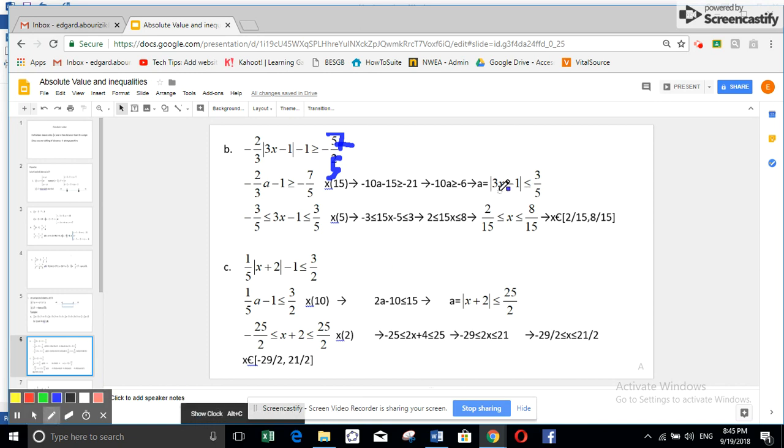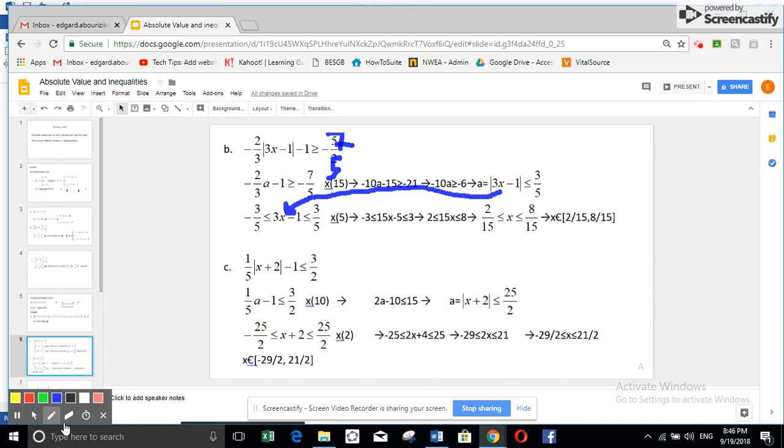So we take what's in the middle. Inside the absolute value, we put it in the middle. Minus 3 over 5 on that side, 3 over 5. You multiply by 5 to cancel the denominator. So you're going to get minus 3 less or equal to 15x minus 5 less or equal to 3 when you multiply the whole expression by 5. Then you add the plus 5 here, here, here, as you all know. And then you divide by 15, you have the answer.